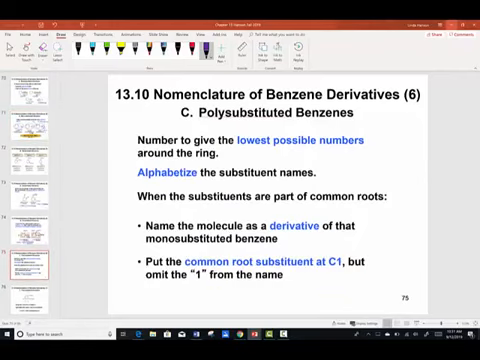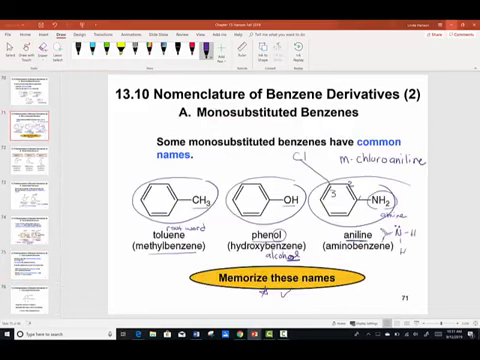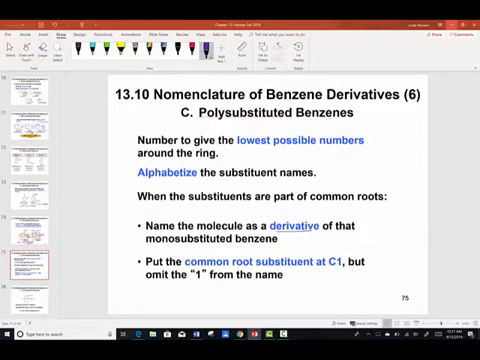And just some other reminders with your nomenclature. Always give the lowest possible numbers around the ring. Remember to alphabetize your substituent names and work with those substituents as part of those common roots. So the derivatives of benzene that you're looking to remember, coming back here, are toluene, phenol, and aniline. Some people call it aniline. Your choice. I think either is appropriately correct. Remember that the derivative is the root word, so therefore it's given the position 1, but we don't need the 1 in the name. We'll automatically know that that's the position of carbon.